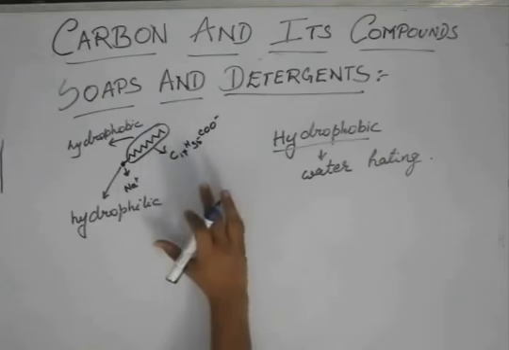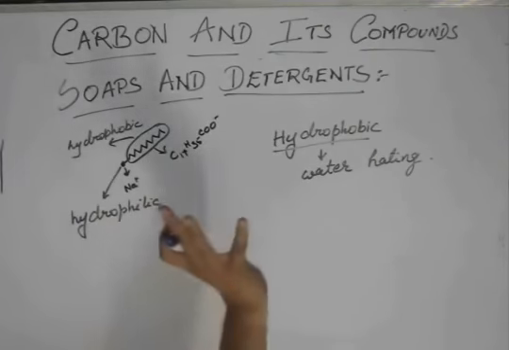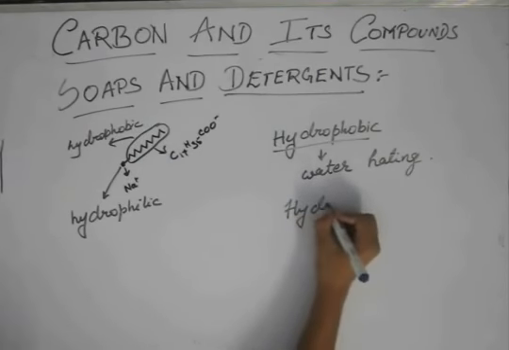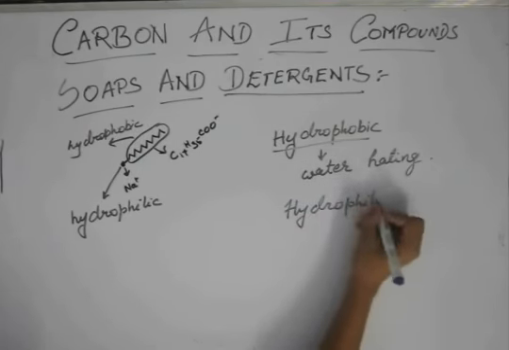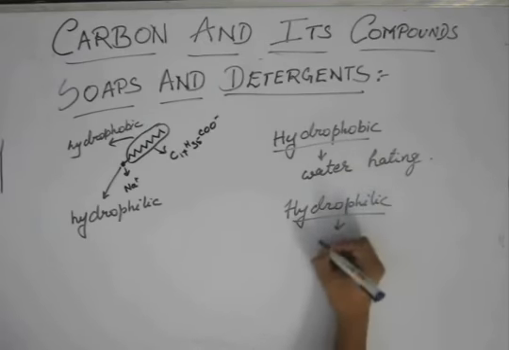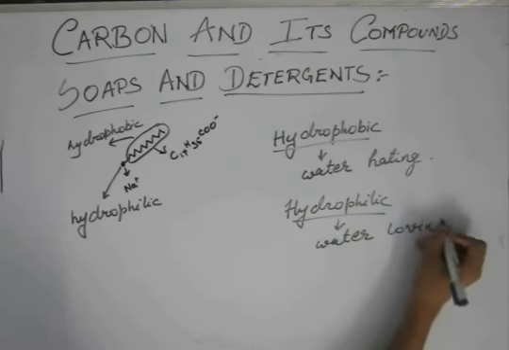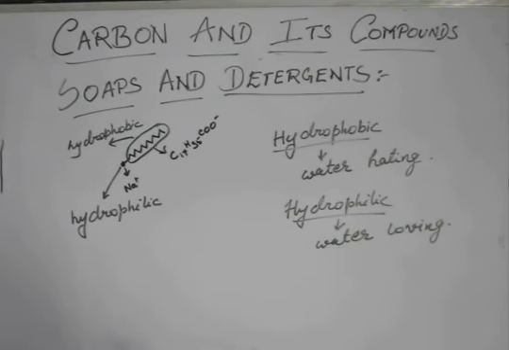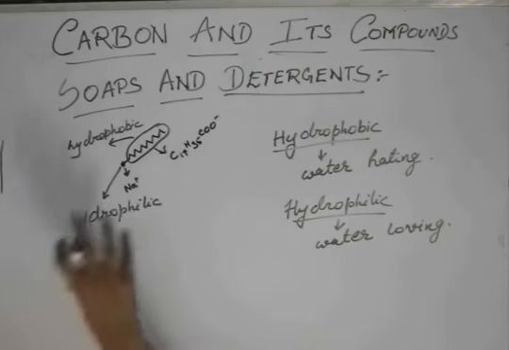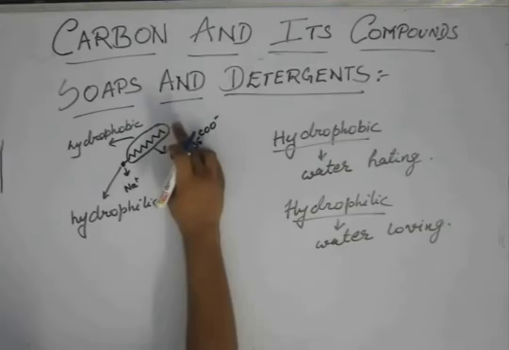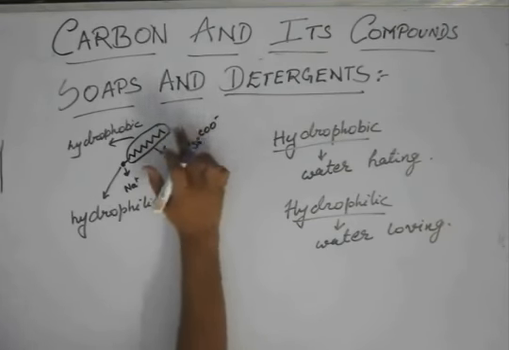That means if you put this thing in water, this chain will want to stay away from water. And hydrophilic means water loving. That means it loves water. If you put it in water, it will want to stay with the water. So we have a hydrophilic and a hydrophobic end in the same compound.